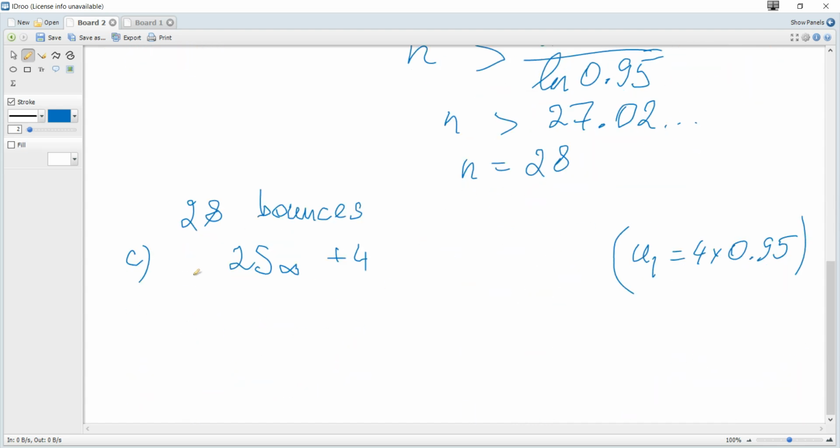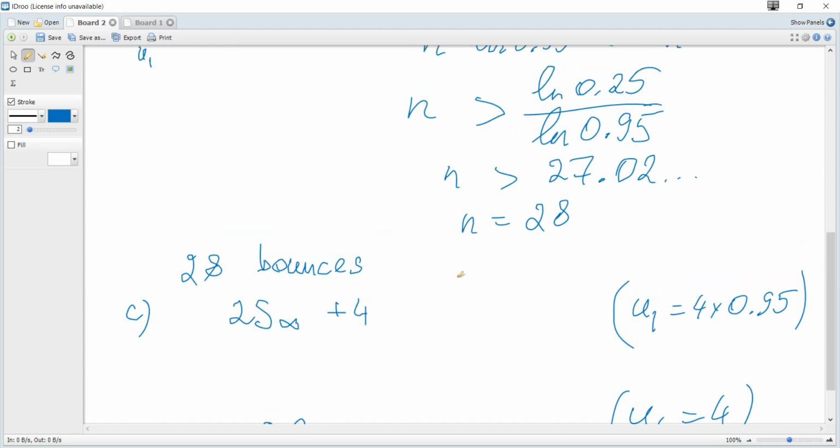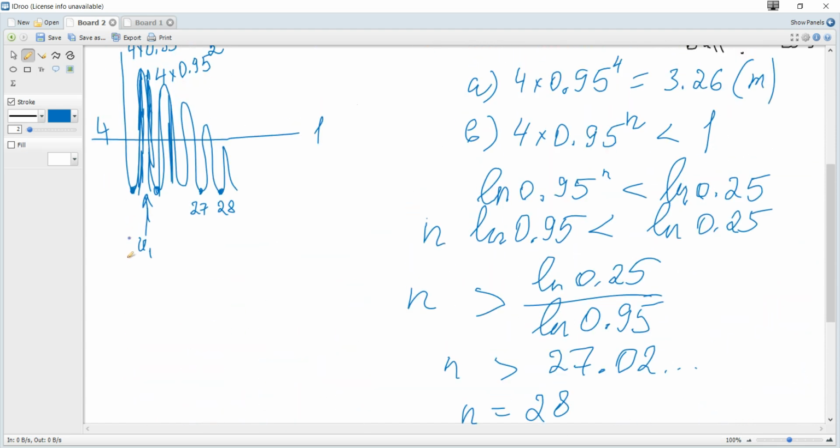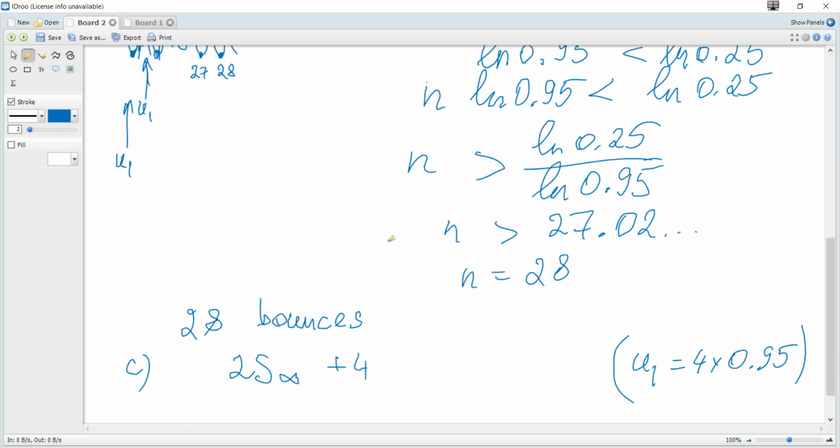Or it can be calculated as also 2 times the sum to infinity with u1 is 4, this initial height, and if you multiply by 2 you get this 4 2 times after the first, the second, and so on, and you can see that this 4 is calculated twice, so you should subtract 4.